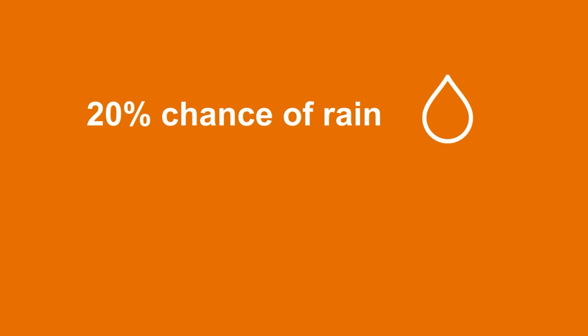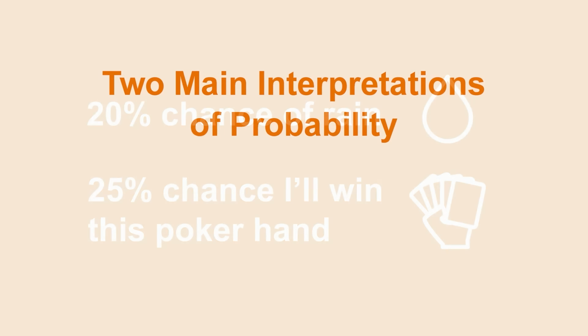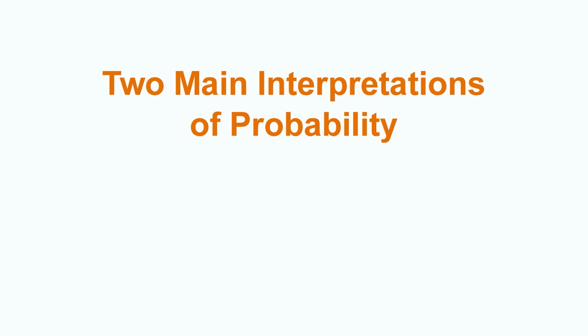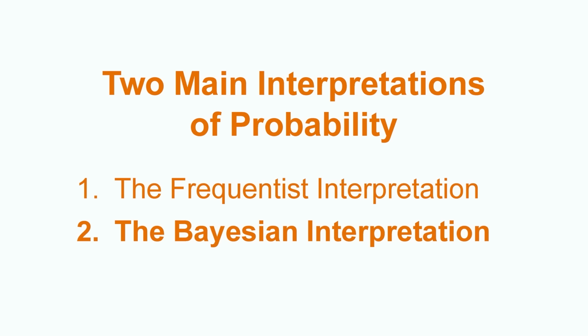But what do we really mean when we say there's a 20% chance of rain or there's a 25% chance I'll win this poker hand? It turns out that the interpretation of these statements and other probabilistic assertions is flexible and can depend on the specific event that we're talking about. In general, there are two main interpretations of probability: the frequentist interpretation and the Bayesian interpretation. It really just depends on the event we're talking about, as well as the opinion of who's talking about it. Let's have a closer look at each of these interpretations.